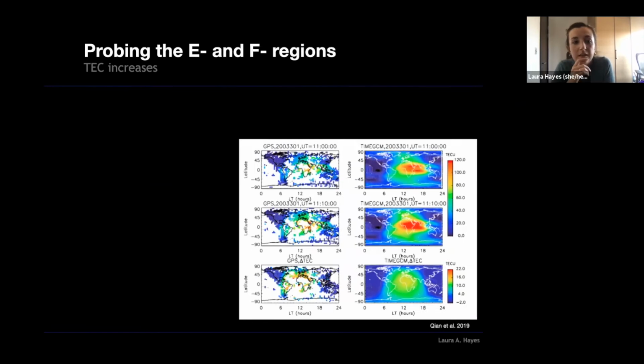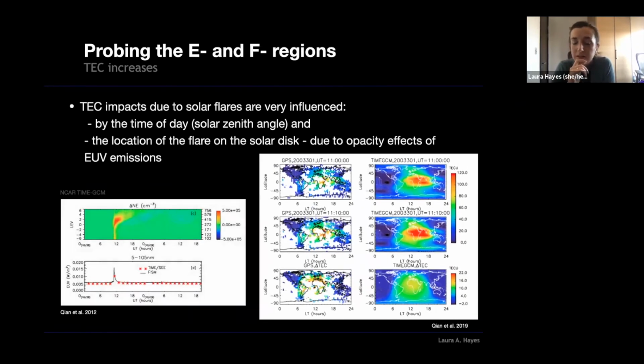But just again, a lot of work has been done on this, and this is where the majority of research has been done in ionospheric physics and its comparisons with the output of the sun. We see that TEC really depends on the time of day, so the solar zenith angle has an impact on the TEC. It also really depends on the location of the flare on the solar disk.